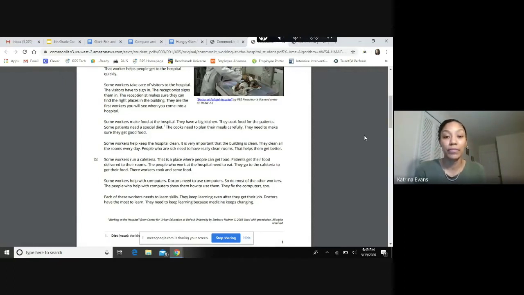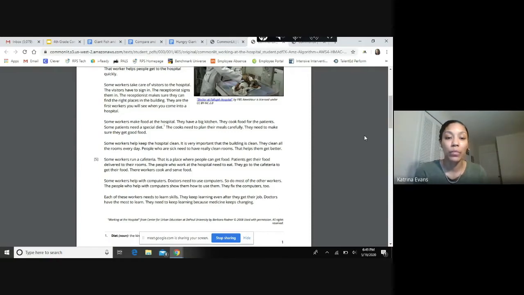Some workers run a cafeteria. That is a place where people can get food. Patients get their food delivered to their rooms. The people who work at the hospital need to eat. They go to the cafeteria to get their food. The workers cook and serve food.